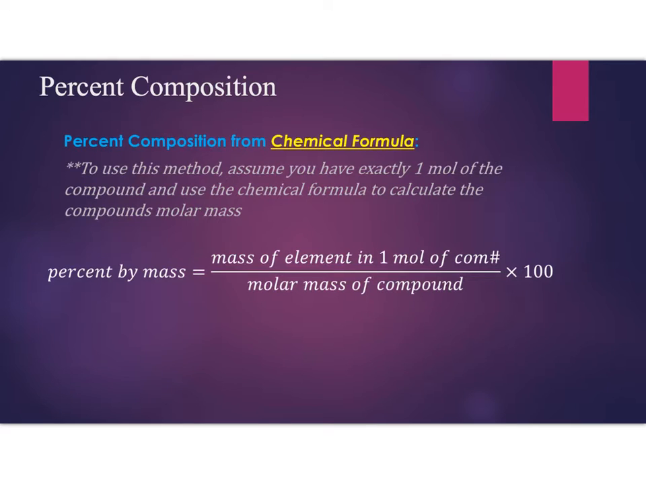If you are not in a lab setting and we're kind of looking more on a theoretical side of things, we can actually use the chemical formula. When you use a chemical formula, then you're going to assume that you have exactly 1 mole of the compound, and then we're going to use the chemical formula to help calculate the molar mass of the compound, and we do that by getting the molar mass off from the periodic table, adding them up, and so on. So if we're looking at percent composition of a chemical formula, we're going to take the mass of an element in 1 mole, and we're going to divide that by the molar mass of the compound, and again multiply by 100 to convert to a percent. So I'll show you what we mean by that here in our next example.